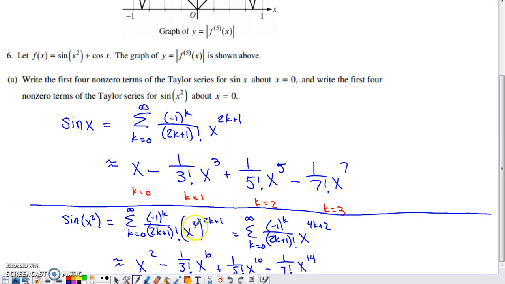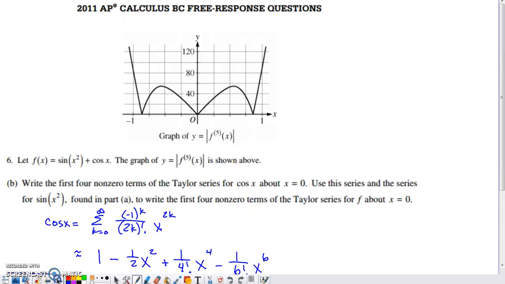So I've replaced this x with x squared, so grouping symbols are pretty crucial here. And if you simplify, when you raise a power to a power, you just multiply your powers. And so you're going to get x to the 4k plus 2 as the new power on x in the Maclaurin series for sine of x squared. And then what are the first four terms? We'll just apply the first four values of the index using this new rule that we just developed, and you have those first four terms.